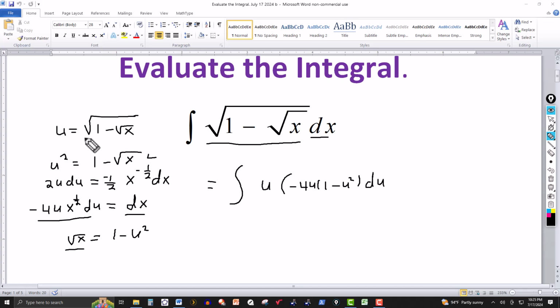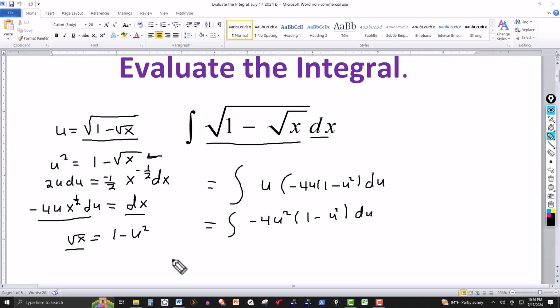So again, u is the square root of 1 minus the square root of x. Right there. This one here. And then the dx from right here is -4u. And then the x to the 1/2 from this step right here can be replaced by 1 minus u squared. So let's rewrite this. This is the integral of, with the multiplication here, minus 4u squared. And then I got a 1 minus u squared here.